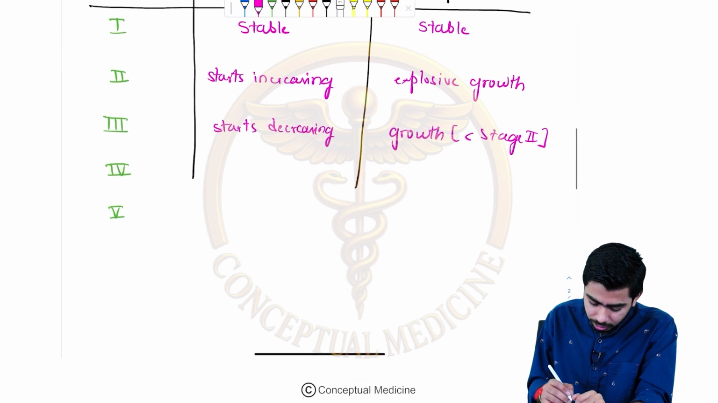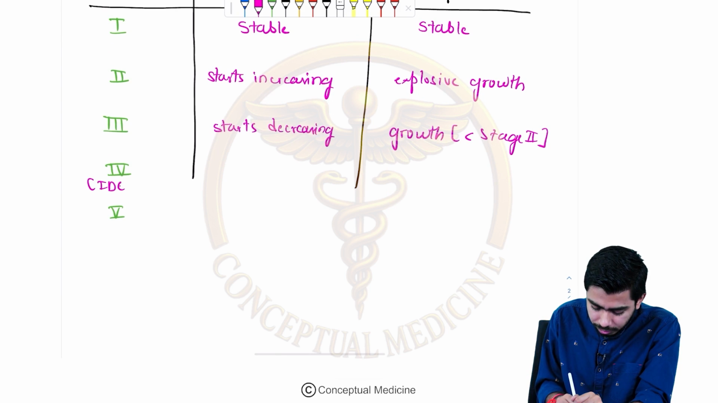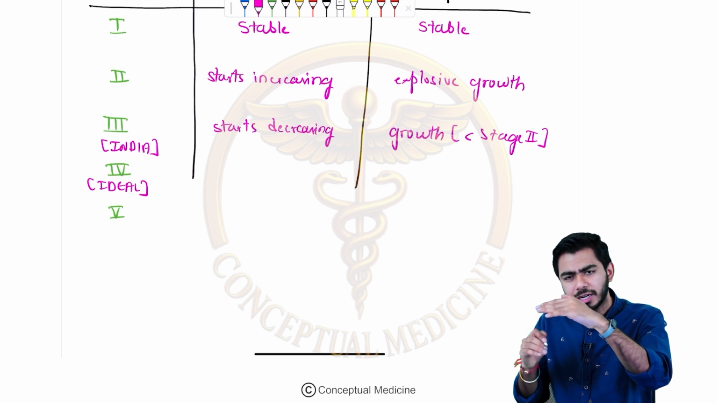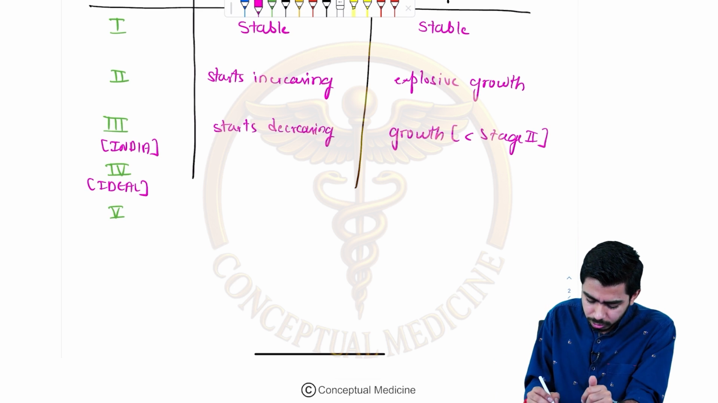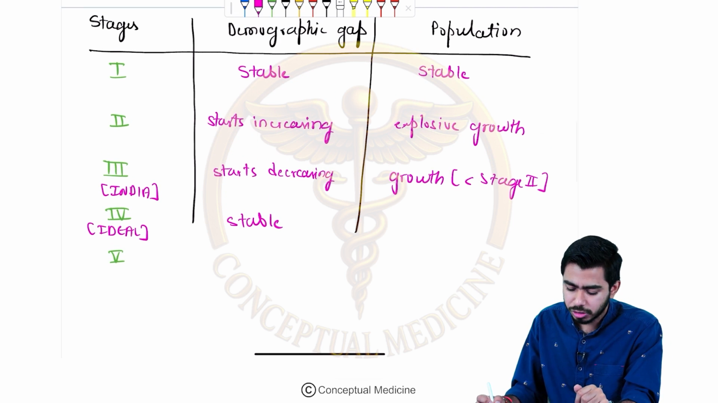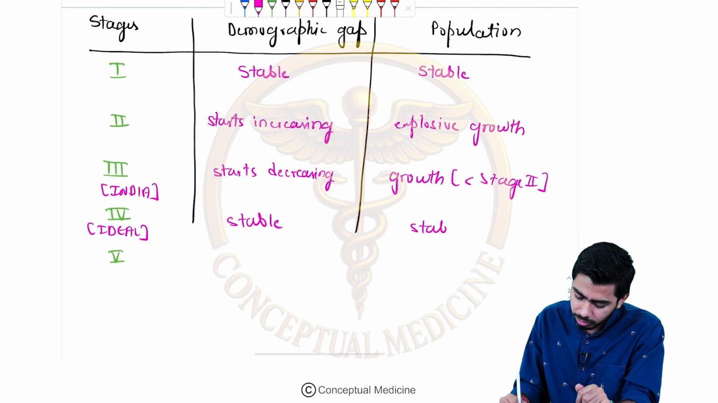In stage 4, this is the ideal stage, I told you already. In stage 3, we are talking about our country, that is India, right? In stage 4, we are seeing that birth rate and death rate were low stationary. So this is the name also of this stage, and here we are talking about stability. So again, guys, the demographic gap will be stable and the population will also be stable usually.